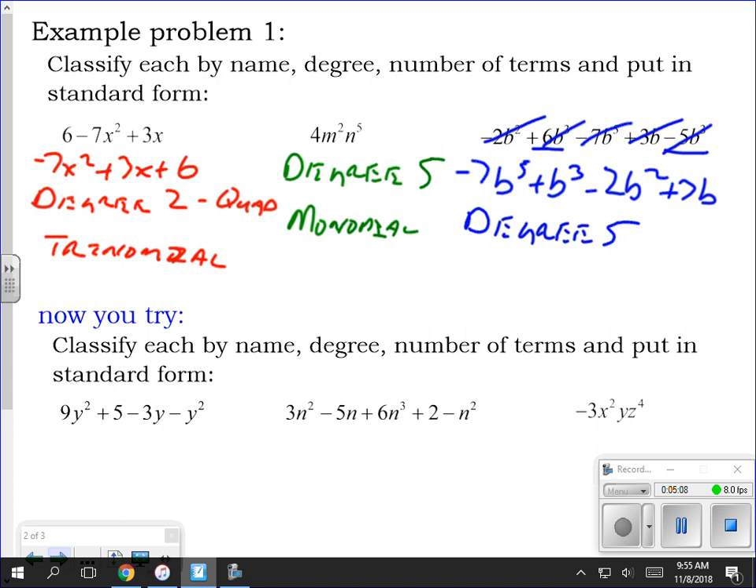But a degree 1 is linear. Straight lines are degree 1, x to the first power. Degree 2 are quadratics. Degree 3 are cubics. Anything higher than that, we have no special names for at all. And then, how many terms do I have? I've got 4 terms. It's more than 3. It's a polynomial.